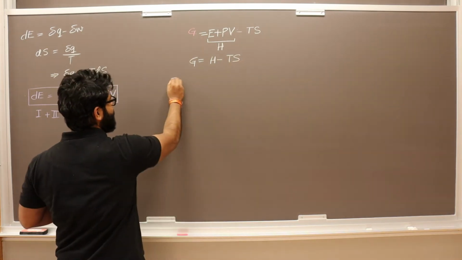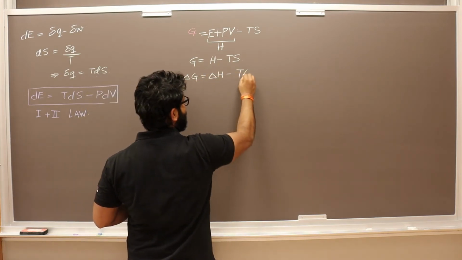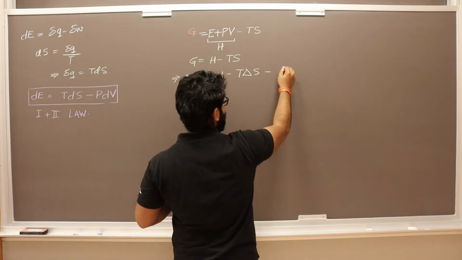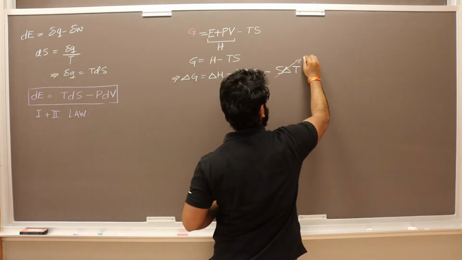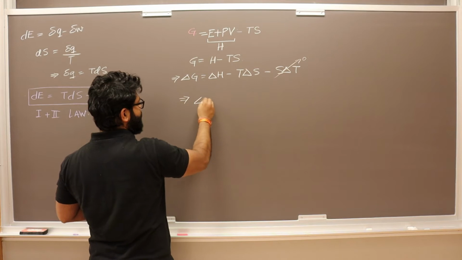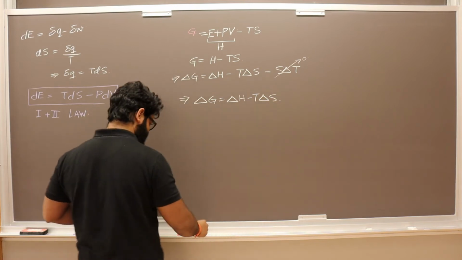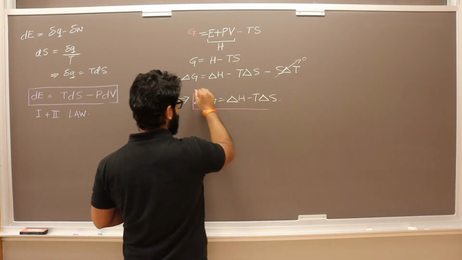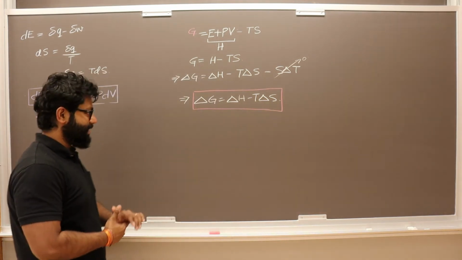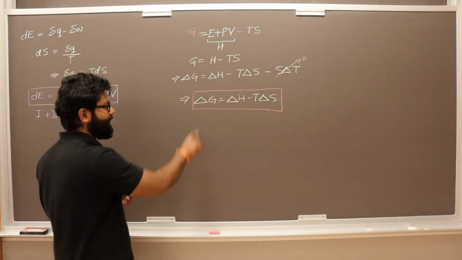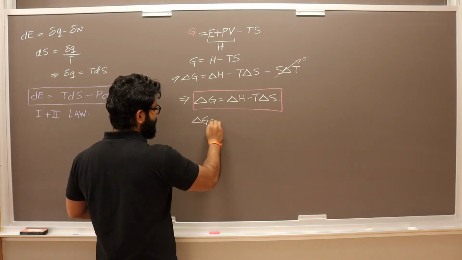Now, if we differentiate it, what we'll get is dG equals dH, and using the product rule to differentiate this, we get this. Now, for an isothermal process, this thing becomes 0, and we can write this. Now, this becomes an extremely important equation that you'll be studying in chemistry in general. So this is the Gibbs free energy. It's basically the available energy of any system.